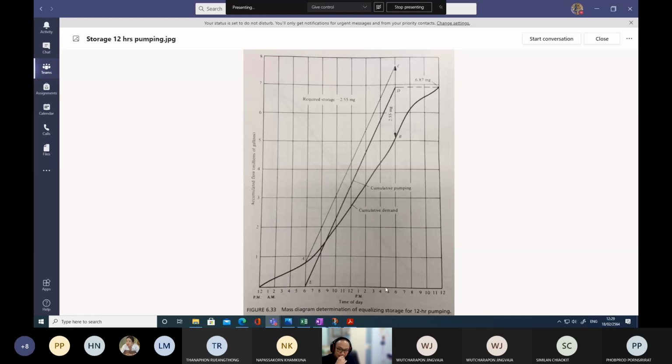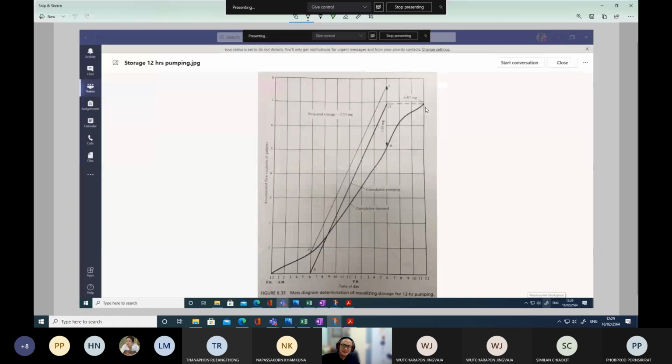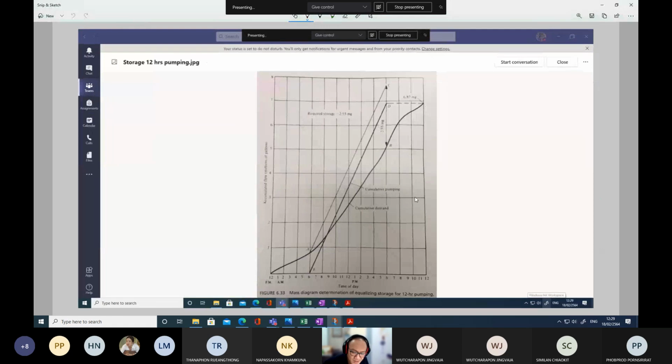In this case, again, if you have to determine the vertical distance, the same concept we need to apply. Establish the tangent parallel to the cumulative pumping. So which one is the cumulative pumping? This one is the cumulative pumping line. This one.